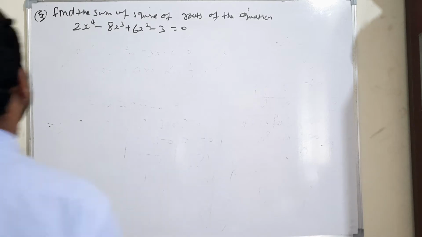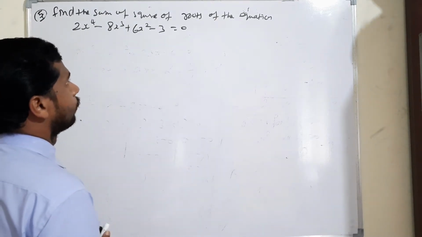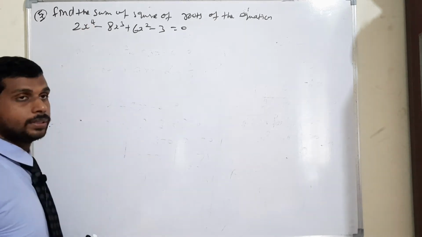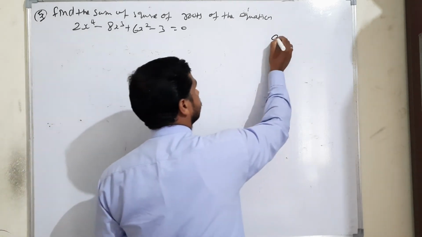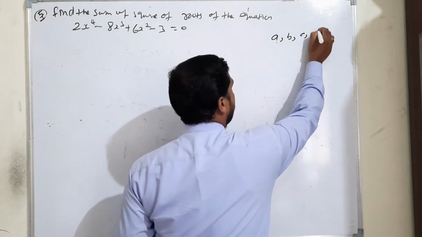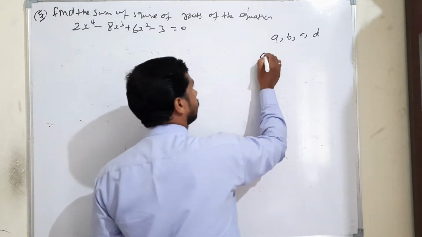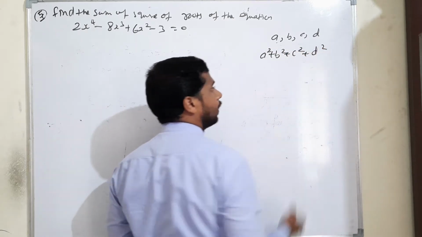I am moving to exercise 3.1, question number 5. Find the sum of squares of the roots of the equation. The highest power is 4, so consider the roots a, b, c and d. What is the meaning of the sum of the squares? It is a square plus b square plus c square plus d square.